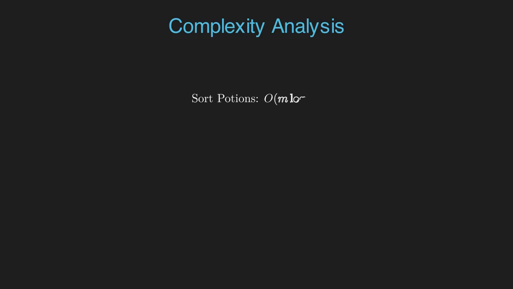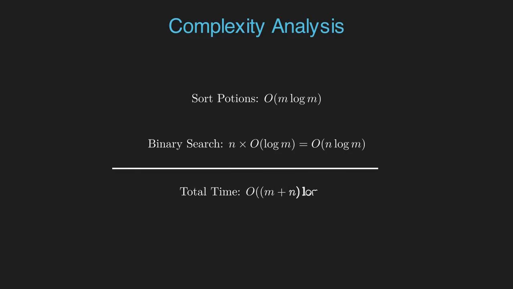Let's review the time complexity. Sorting the potions array takes O of m log m time. Then, for each of the n spells, we perform a binary search taking O of log m time, totaling O of n log m. The overall time complexity is O of m plus n, times log m. This perfectly satisfies the constraints, ensuring an efficient and correct solution.